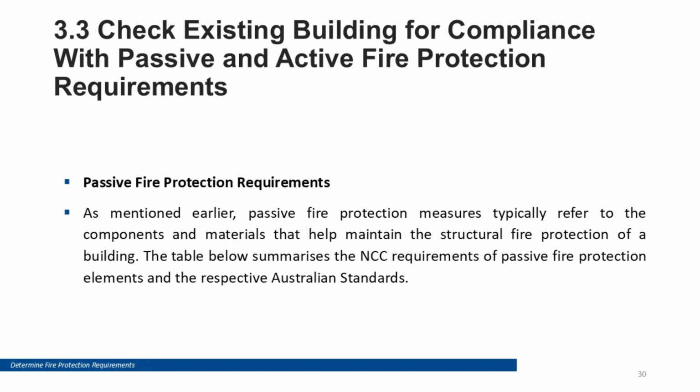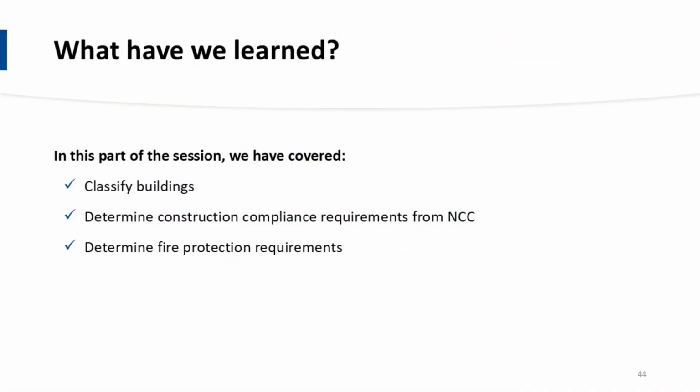To wrap up, today we covered how to classify buildings, how classification links to NCC compliance, and how to identify key construction and fire protection requirements for Class 2 to 9 Type C buildings. The big takeaway is correct classification, correct NCC references, and clear evidence and documentation are what protect the project, the builder, and the occupants.